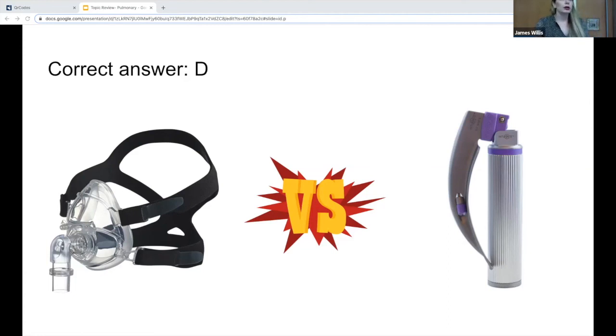Indications for intubation would be patients who have really severe respiratory distress and it looks like they're starting to tire out. If they have altered mental status, so they're unable to protect their airway, they have a very severe amount of copious secretions, a cardiopulmonary arrest, or if they're failing BiPAP.